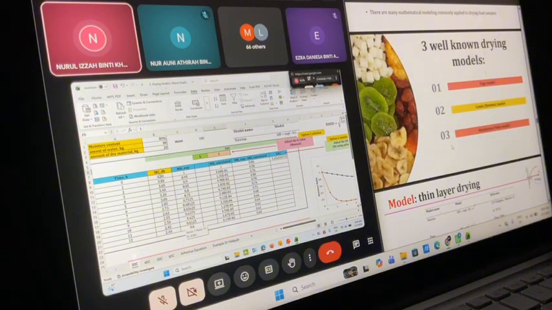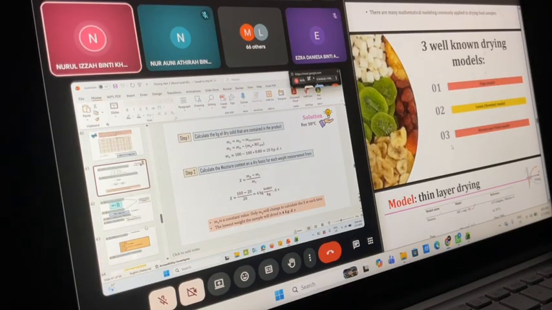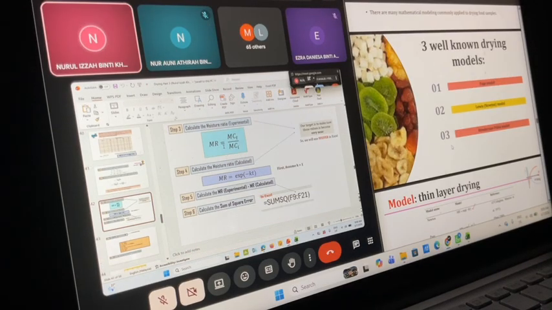This is your data. So you have to plot for 30 degrees C, 40 degrees C, 50 degrees C, and also 60 degrees C. This is your data where you have calculated the moisture content on dry basis. Okay, so then what you have to do? The next step is you have to calculate the moisture ratio.